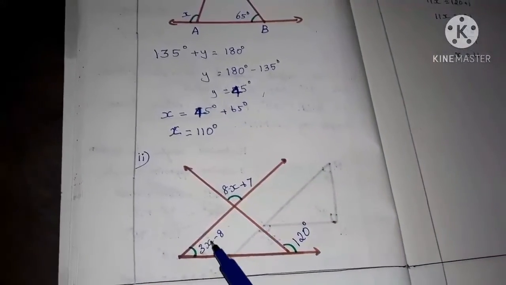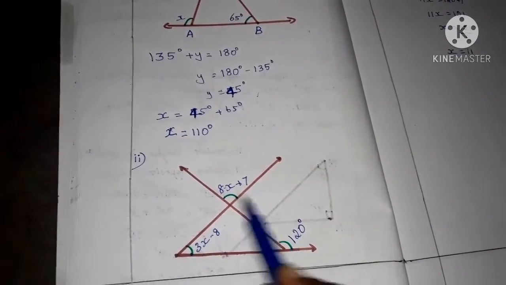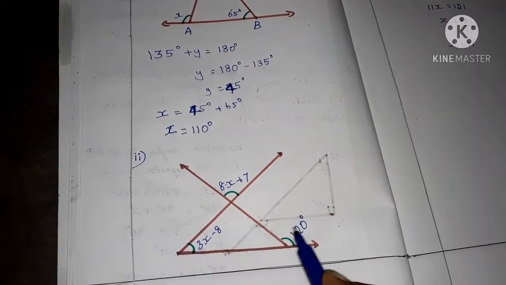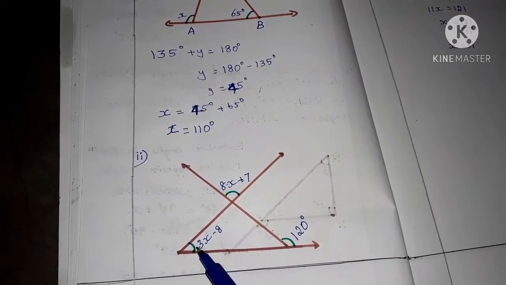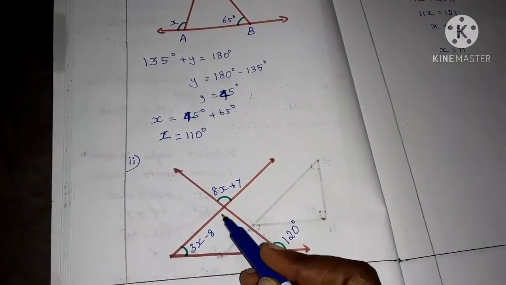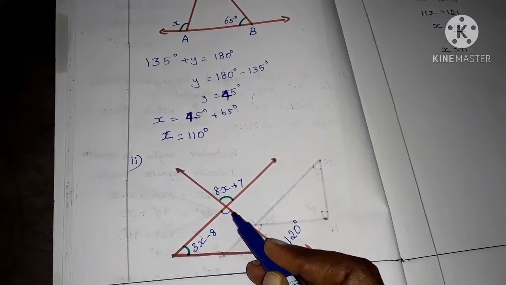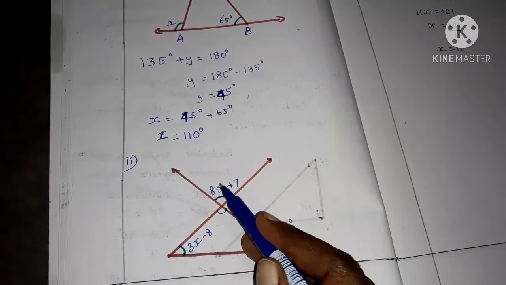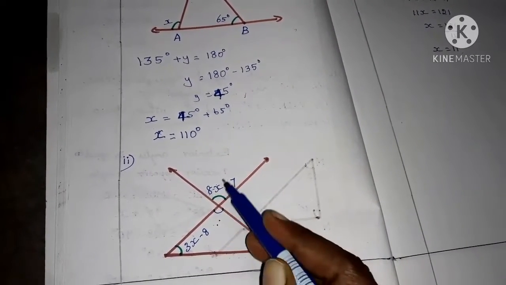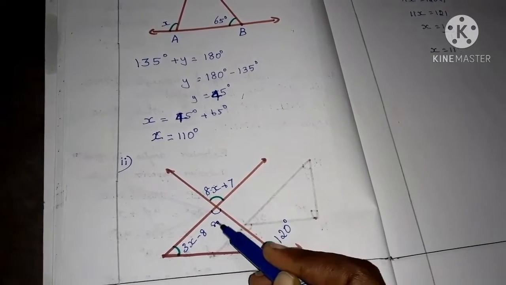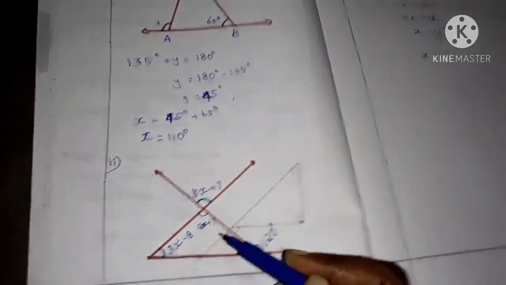Okay, next, question number 2. They have given this and this. So we have to find the value of x. We know that the exterior angle is equal to the interior opposite angles. So the opposite angles are this and this. This is already given. How can you find this? Yes, we know that vertically opposite angles are equal. So this angle is equal to this. So here 8x plus 7, here also 8x plus 7.